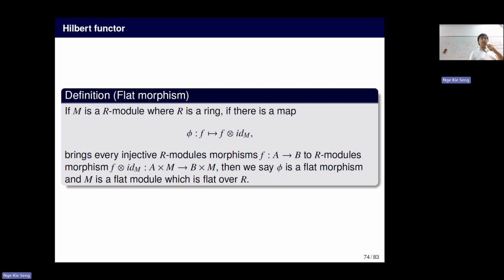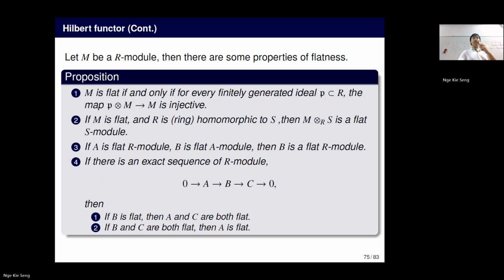It should be injective, yes. Then we have a proposition on flat morphisms. Basically, if M is flat, we don't need to check every injective map. We can just check for every finitely generated ideal P. If the tensor map to M is injective, then M is flat.